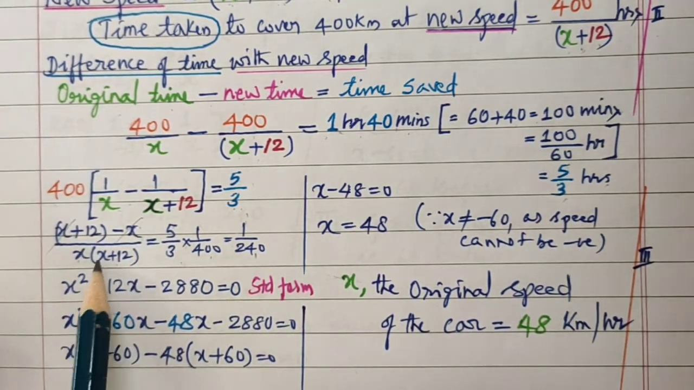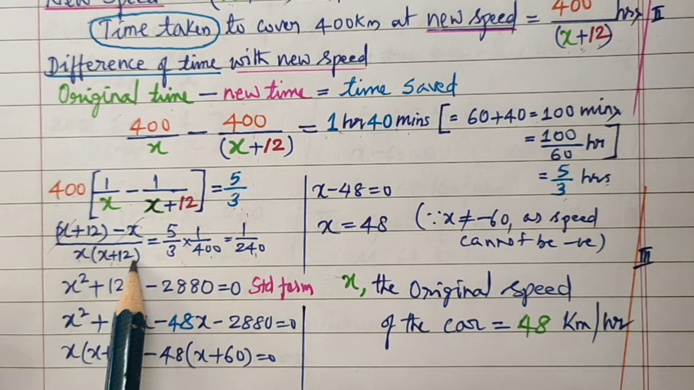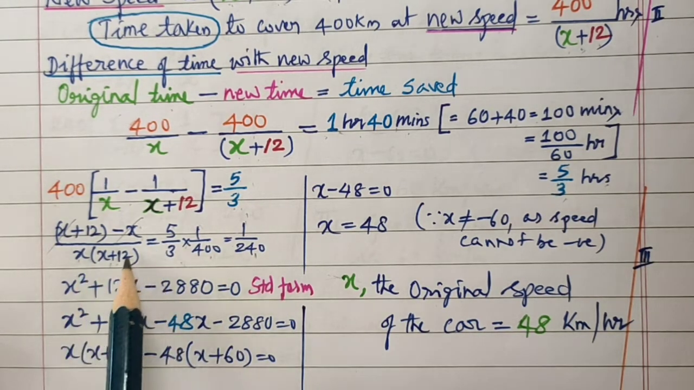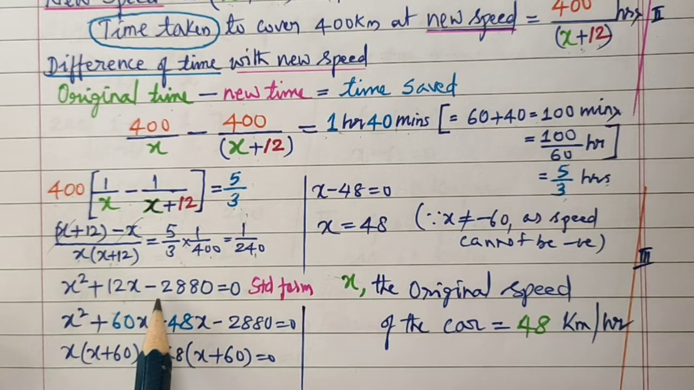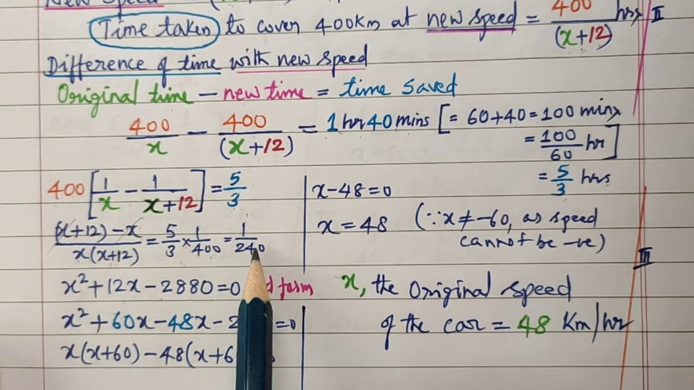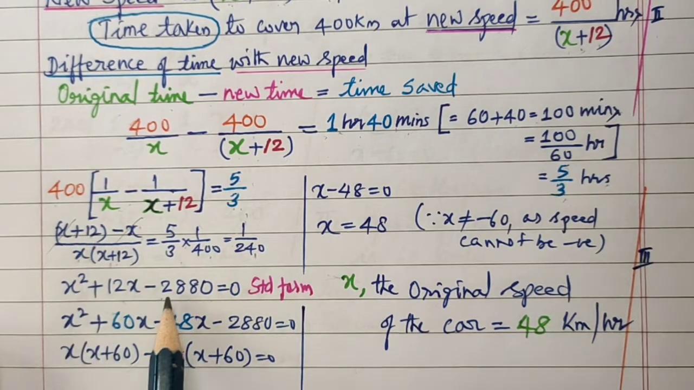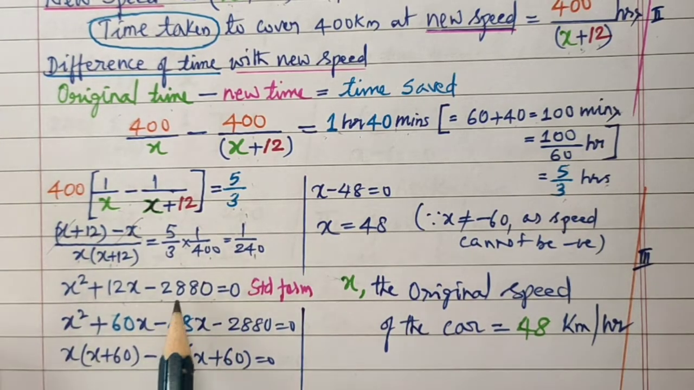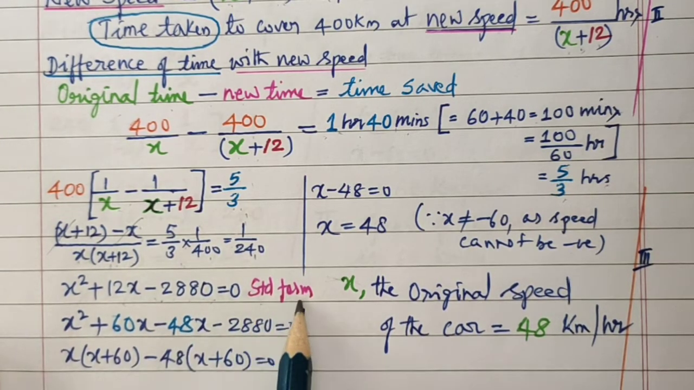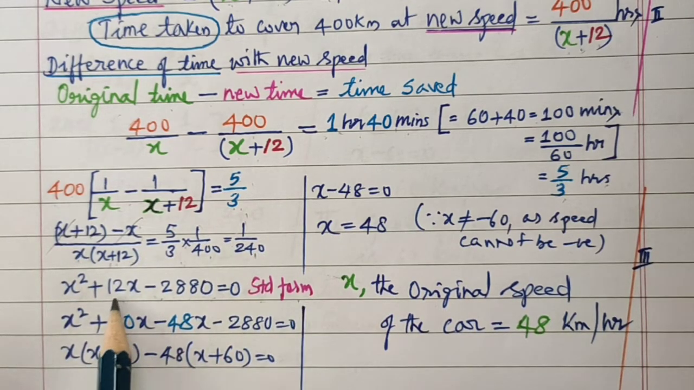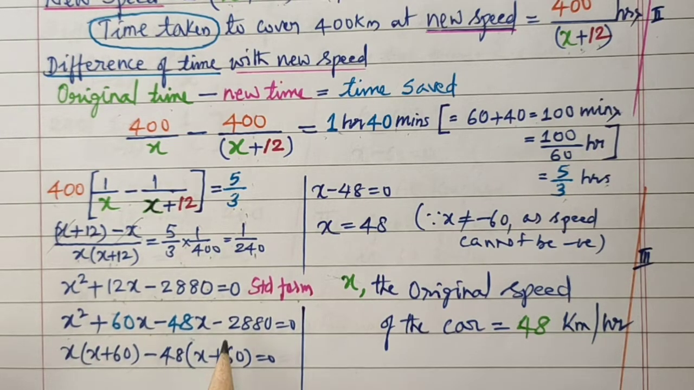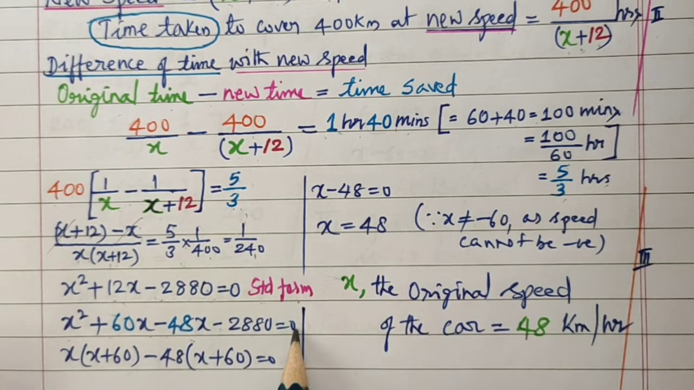Then x square plus 12x minus 2880. When you multiply 240 into 12, you will get 2880. When you bring this side, it will become minus. This is in the standard form of quadratic equation. Then split this in such a way that when you add, you should get this, and when you multiply, you get this. x square plus 60x minus 48x minus 2880 is equal to 0.